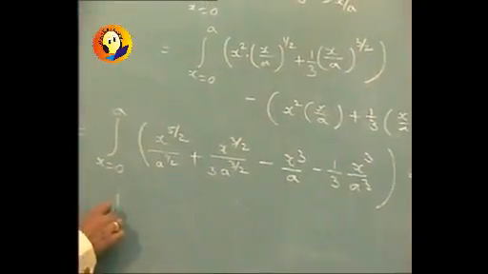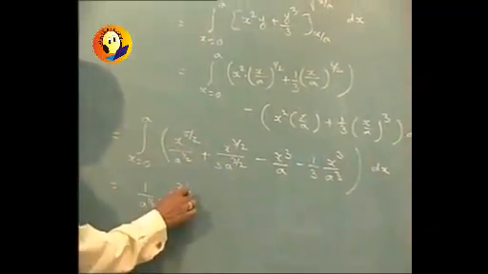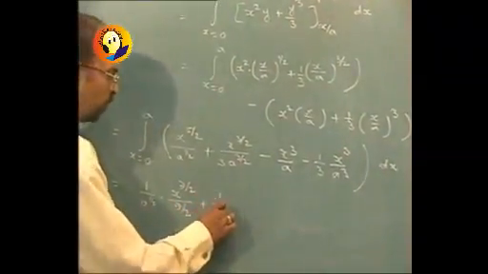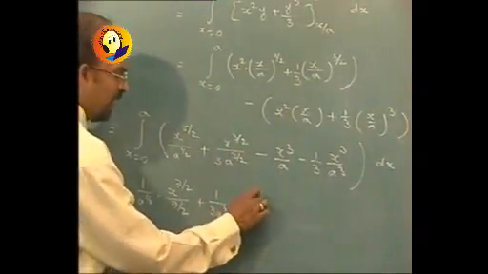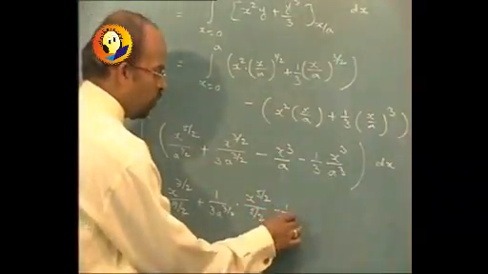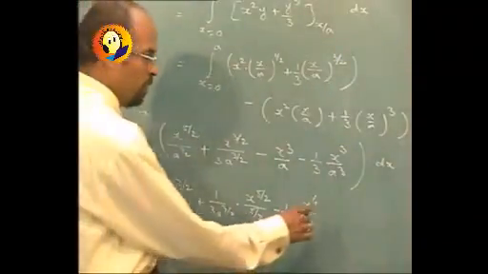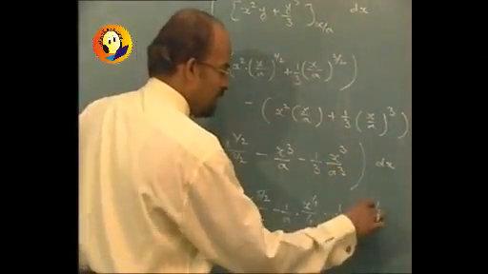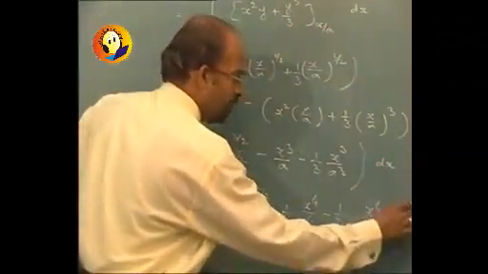As we integrate it, it is 1 upon a raised to half, which is constant. X raised to 5 by 2 is integrated as x raised to 7 by 2 upon 7 by 2, plus 1 upon 3 a raised to 3 by 2. X raised to 3 by 2 is integrated as x raised to 5 by 2 upon 5 by 2, minus 1 upon a. X cube is integrated as x raised to 4 upon 4, minus 1 upon 3a cube. X cube is integrated as x raised to 4 upon 4. This is between the limits 0 to a.